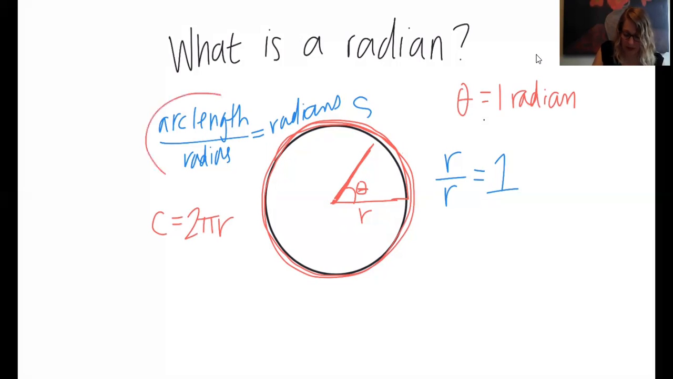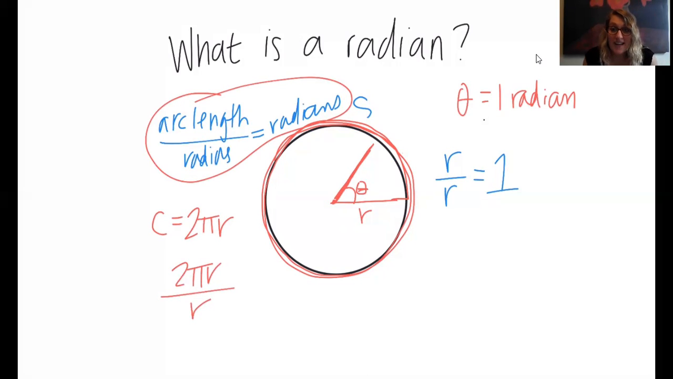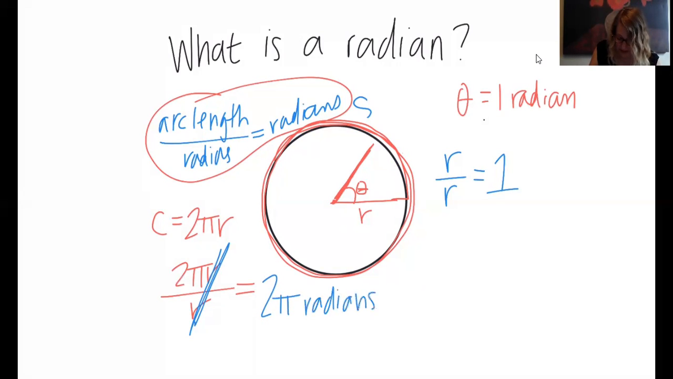So following my little formula up here, arc length over radius equals radians, I would do 2 pi r, that's my arc length, divided by the radius to figure out how many radians there are in a whole circle. Well, notice it doesn't actually matter what my radius is, and this is part of why radians are so great, because you can use them no matter how big or small the circle is. It's all proportional. Notice that my r's are going to cancel in this formula, and I'm just going to get 2 pi. So that means that there's 2 pi radians in a whole circle.